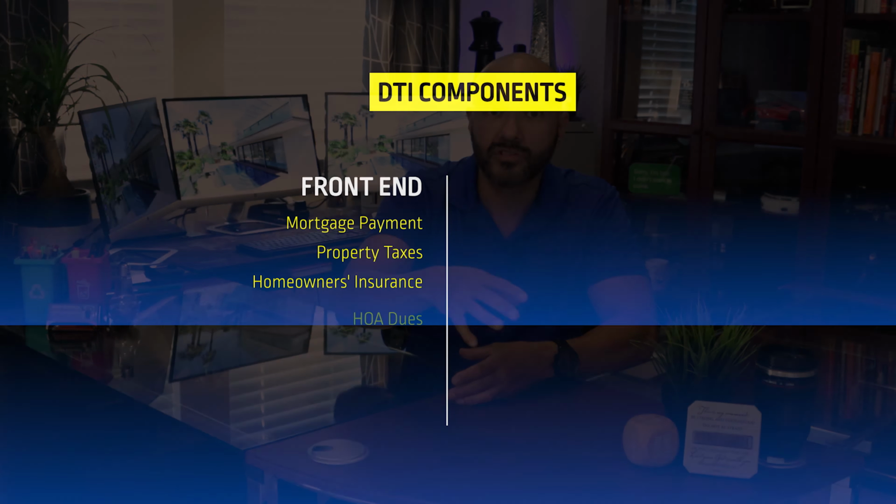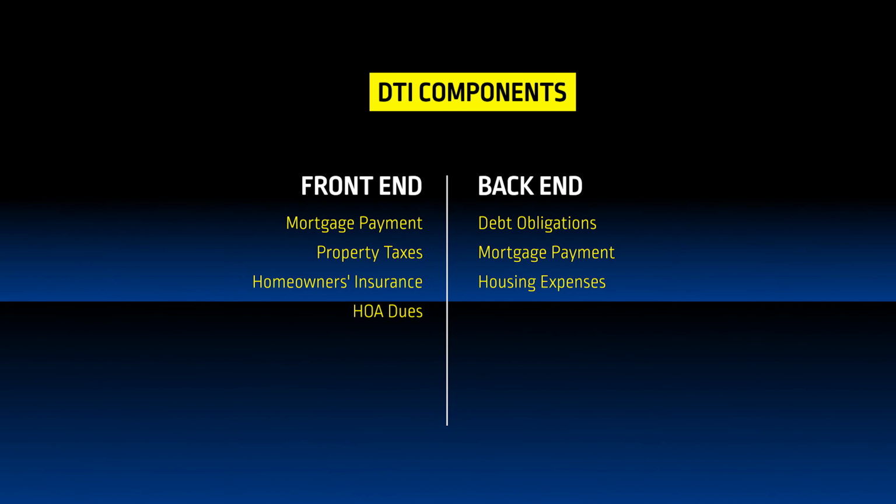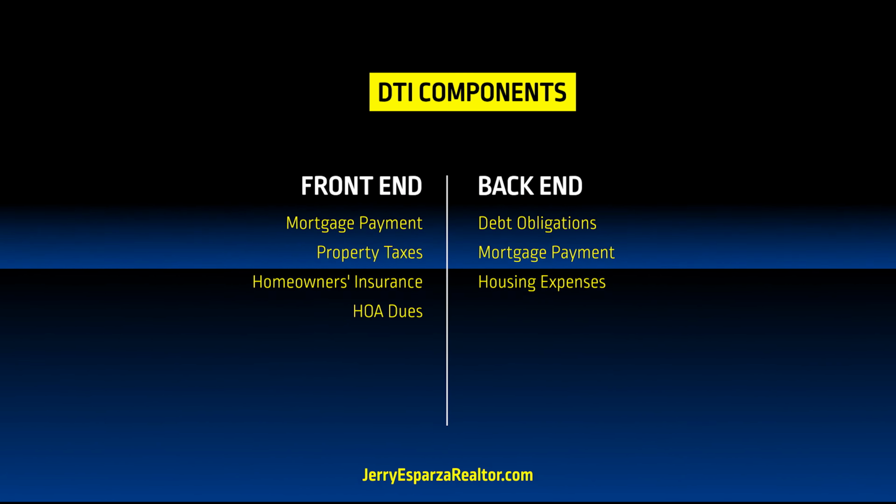The DTI is a good way for a lender to determine if you can afford a mortgage payment. Most lenders have 2 DTI components: the front end, otherwise known as the housing ratio, and the back end. The front end ratio shows the percentage of your monthly gross income that would go towards housing expenses. For example, monthly mortgage payment, property taxes, homeowners insurance, and HOA dues.